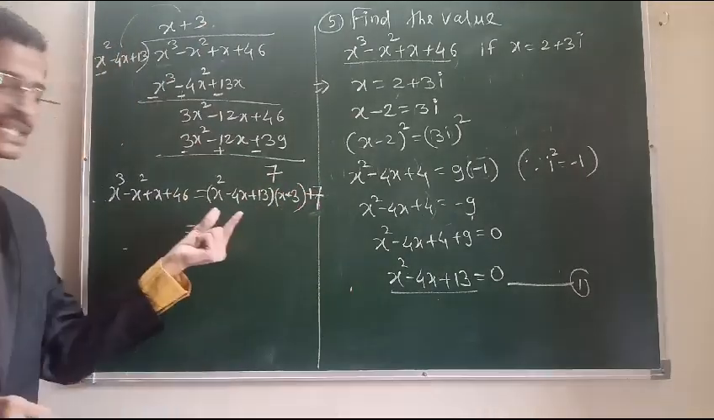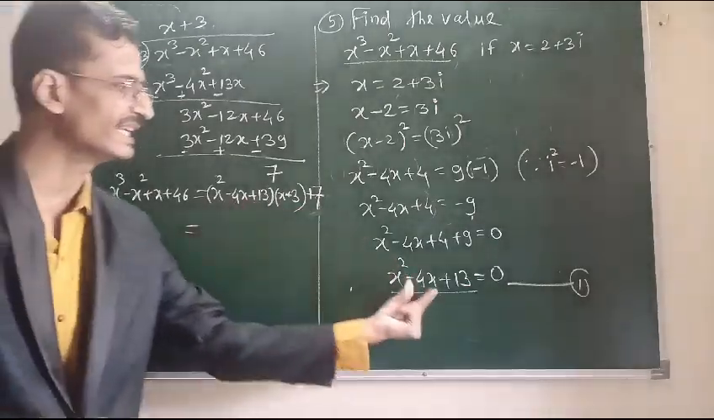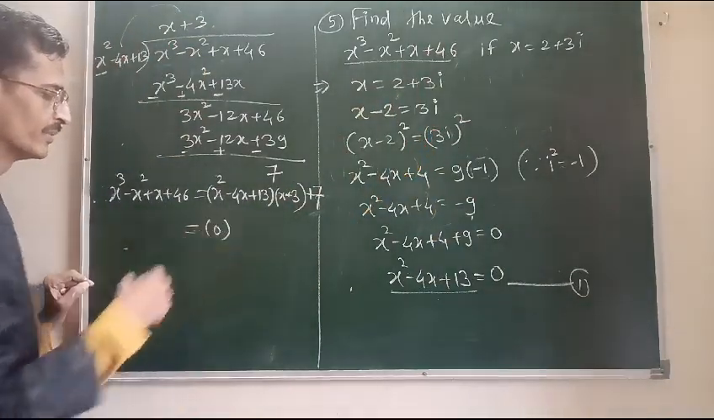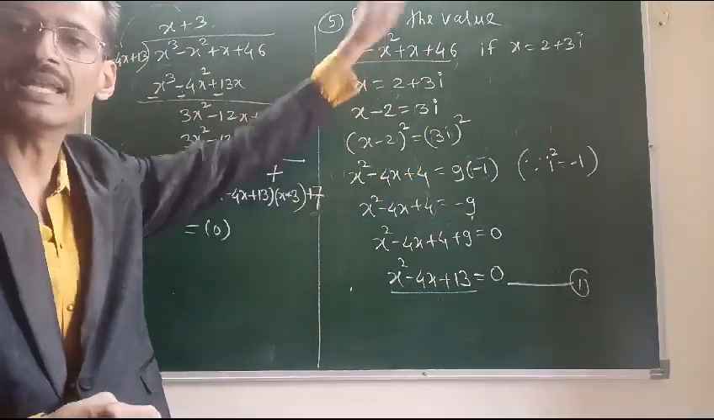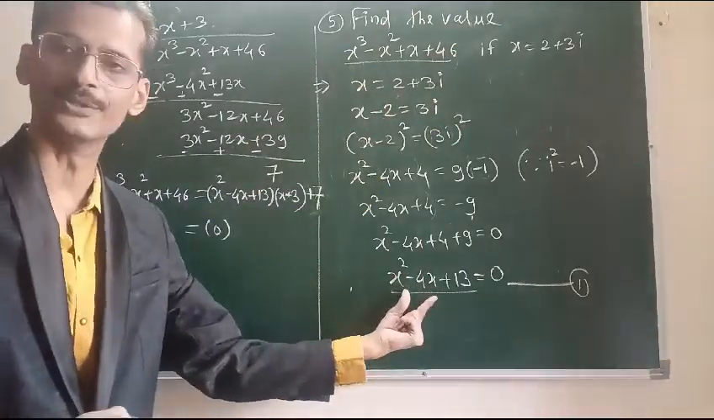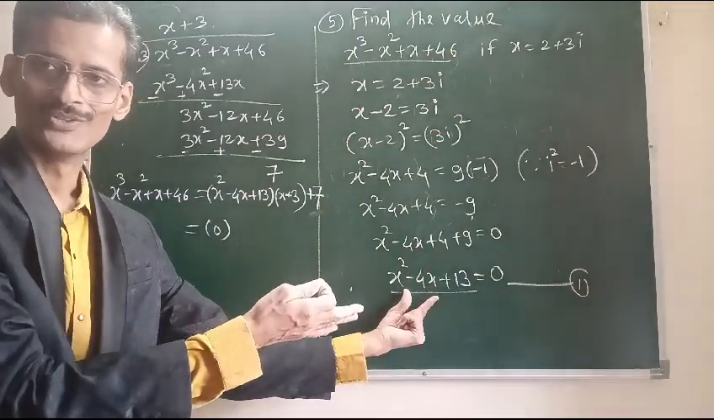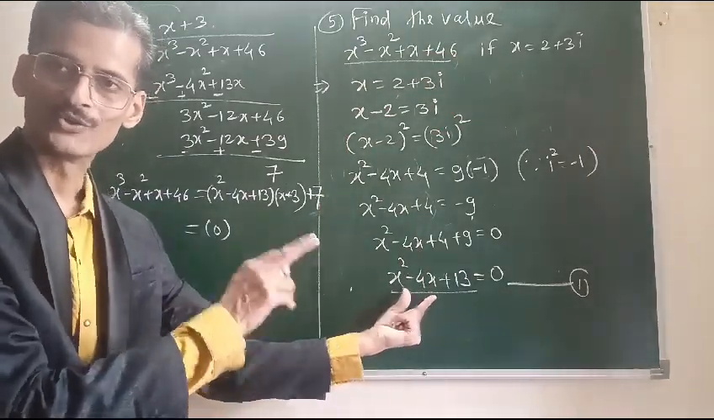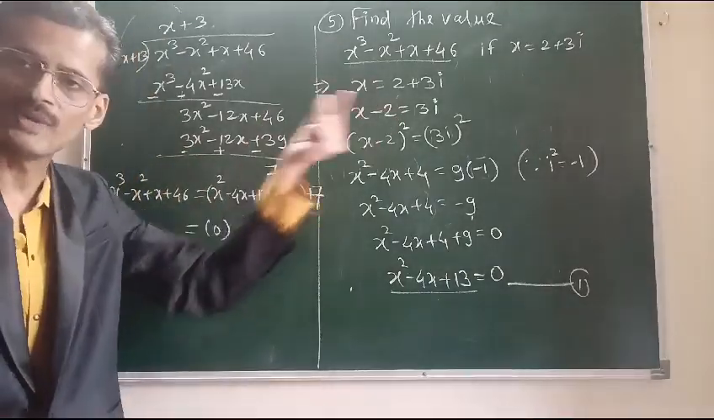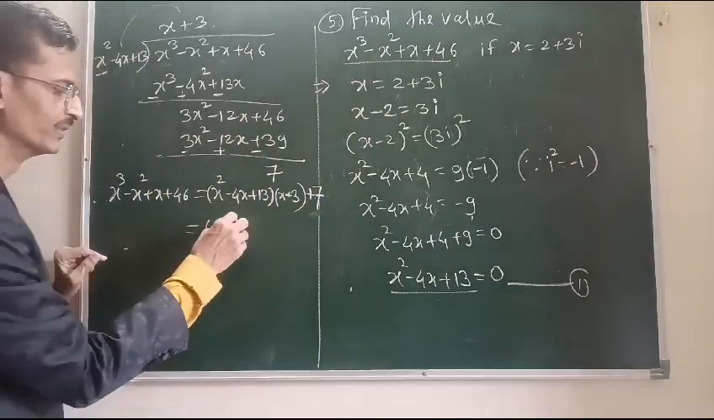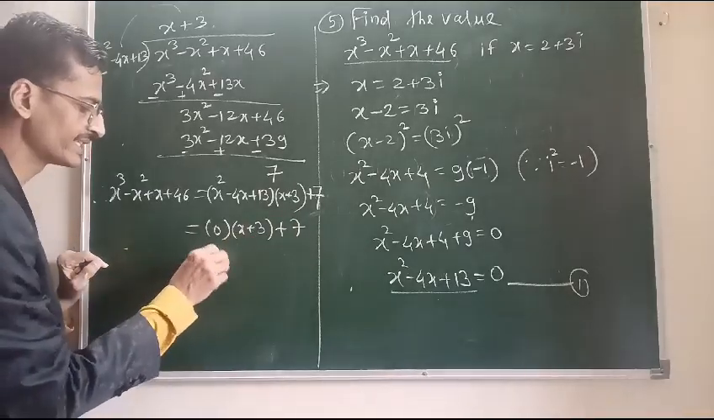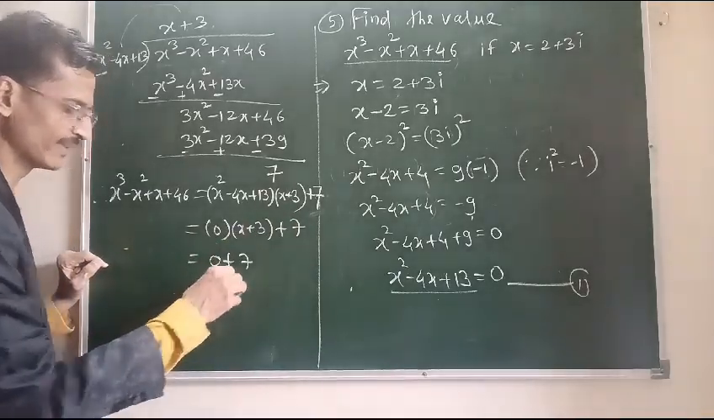Now, this x square minus 4x plus 13 is 0 for this given value. So write here 0, because the question is to find the value of this when x is equal to 2 plus 3i. And now when x is 2 plus 3i, this is 0. This is not always 0. Not for all x is this 0. So we are not dividing here by 0. So now for this particular value, as this is 0, right here 0 into (x plus 3) plus 7. 0 into this is 0, plus 7 is 7.